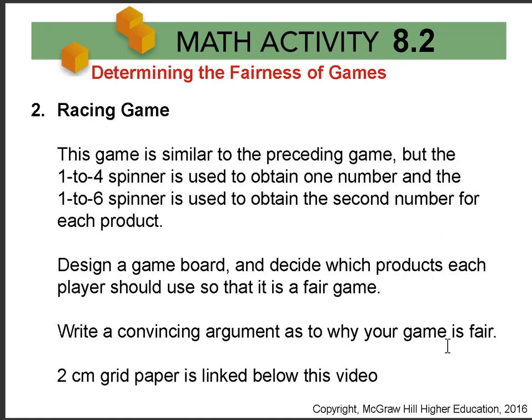Now, once you've thought about the racing game in question 1, we'll ask you to design your own. This game is similar, only instead of the 1 to 4 spinner twice, we'll use a 1 to 4 spinner and a 1 to 6 spinner. So instead of 16 products, we now have 4 times 6, 24. So design a game board and decide which products each player should get so that it's a fair game. So think of all the rules of the game. Each player gets a point for each X, and design it so that they're each equally likely to win, and then write a convincing argument for why your game is fair.